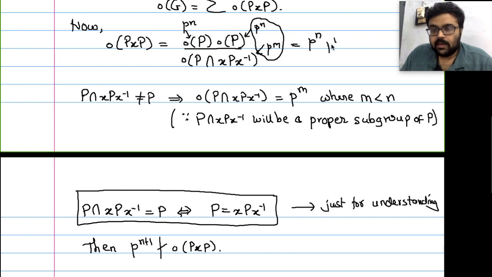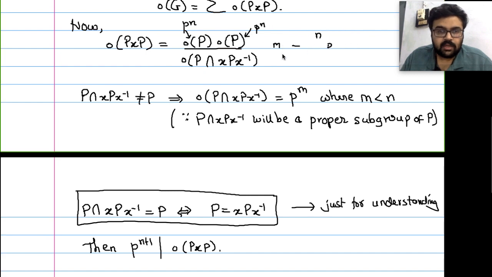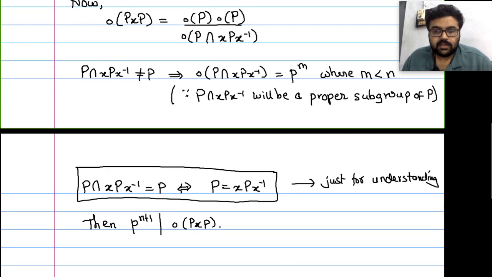Now m is strictly less than n, so n minus m is at least 1. So at least p power n, or I've written does not divide, in fact it divides the order of this. Okay, in which case? In this case, when it is not equal, then p power n plus 1 divides the order of PxP. Just pause this and see if you need to analyze this.